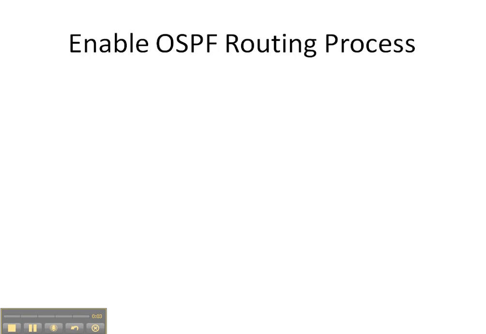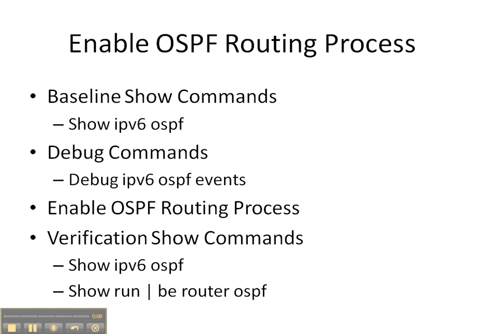All right, in this video cheat sheet, we're going to enable OSPF routing on one of our routers in the network. We're going to start off with the baseline show command of show IPv6 OSPF to see if OSPF has already been enabled on the router. Then we're going to enable the debug command, debug IPv6 OSPF events, so that we can see how things unfold on the router as we enable the OSPF routing process. And then we're going to finish up with the verification show commands of show IPv6 OSPF and show run pipe begin router OSPF so that we can then see what the running config looks like.